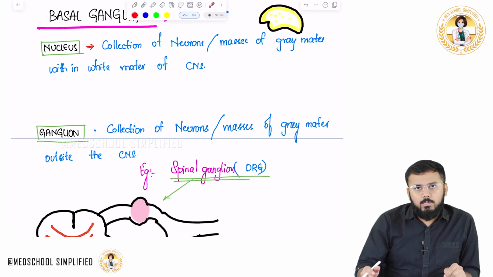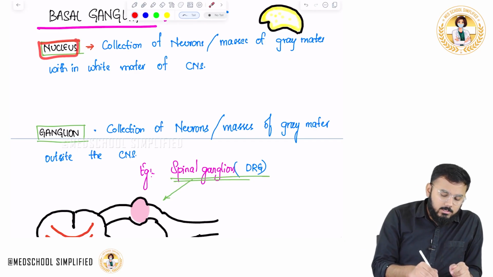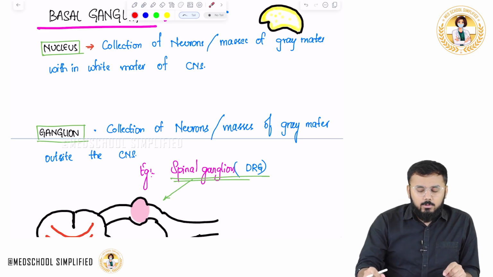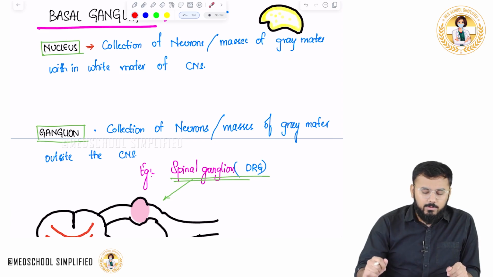Hello guys, so we just discussed the basal ganglia, right? Before you study the basal ganglia, you have to know the differences between the nucleus and ganglion. These are very important, okay? A nucleus is nothing but a collection of neurons, or masses of gray matter located within the white matter.